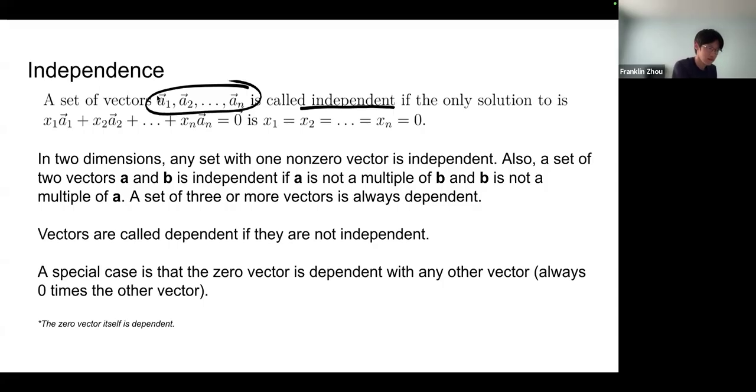And the set of two vectors a, b is independent if a and b are not multiples of each other. And a set of three or more vectors is always dependent. This should say in two dimensions. And we just call the vectors dependent otherwise. That's pretty easy to remember. And there is a special case that the zero vector is dependent with any other vector because you could just let the zero vector's constant be one or something and all the other ones be zero. All right, does that make sense?